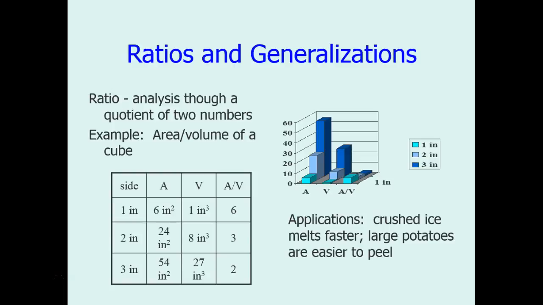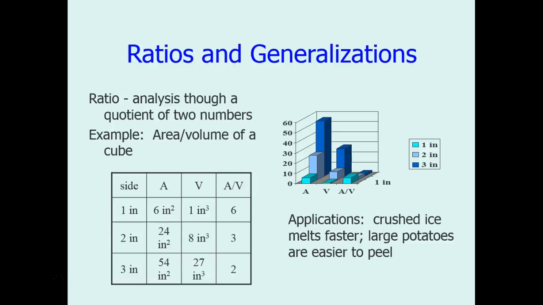The bigger ones, because guess what? The bigger the carrot, the smaller the surface area to volume ratio. So it's a lot faster peeling potatoes, or if you've got large potatoes, your surface area to volume ratio is much smaller. So you keep peeling less time.